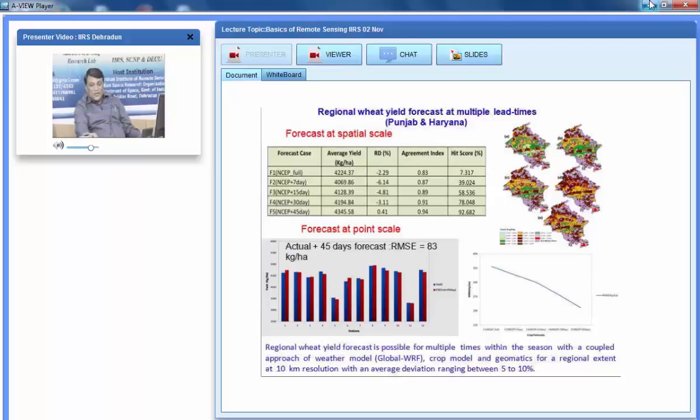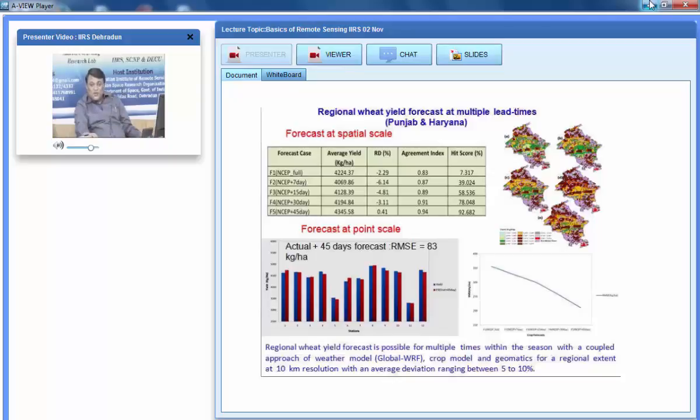Particularly at the point scale, the accuracy achieved with the 45 days forecast in advance gives you the highest accuracy with the least RMSE of 83 kg. Hardly 4 to 5% error was there, and RMSE is decreasing with increasing advance days in the forecast. It means if you have more advanced forecasting, RMSE becomes lower. That means the climate model output, which is more spatially representative of weather conditions, when input into the model, definitely gives a more regional picture of the weather as a driver.